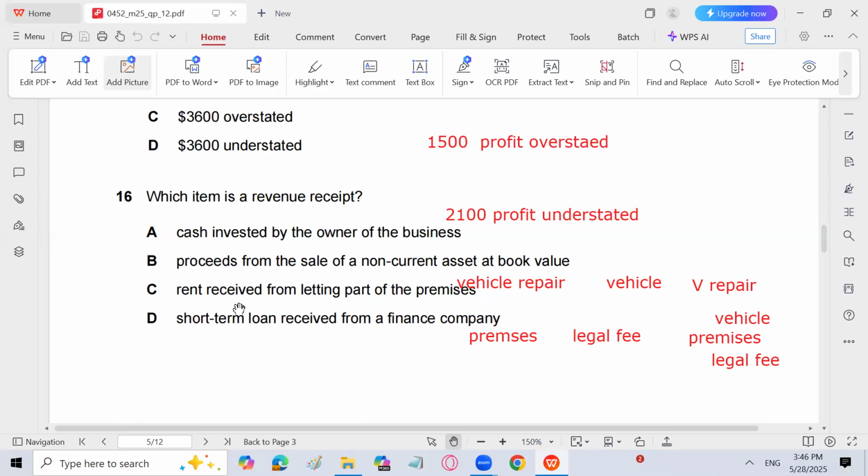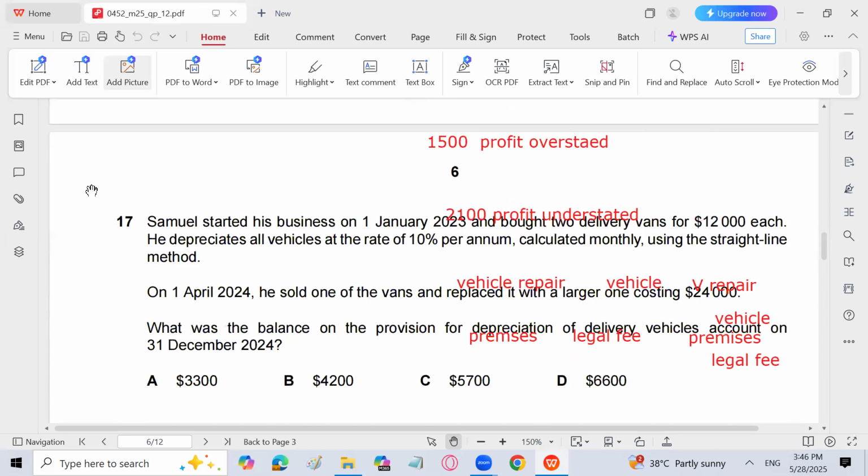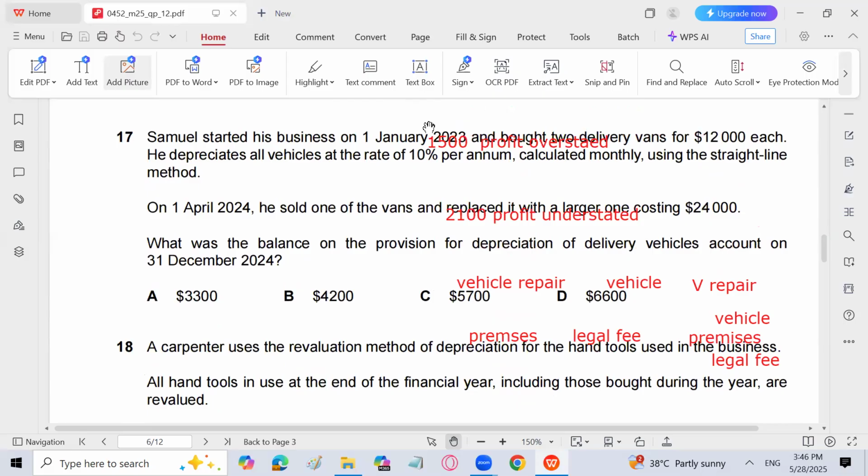Rent received is income. So all the items which come in the income statement are basically our revenue receipts. So C is the answer. Rent received from letting part of the premises. Which item is a revenue receipt? That is C.